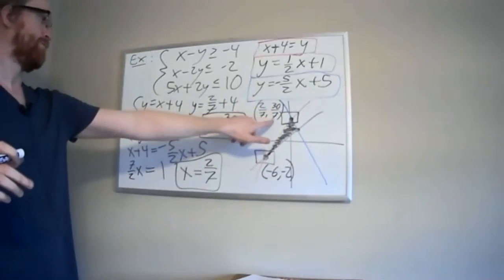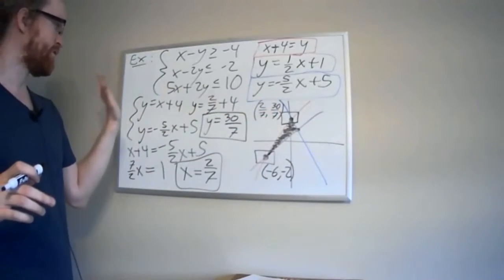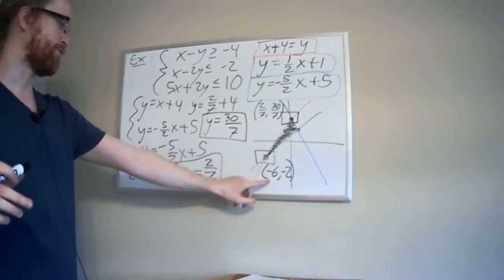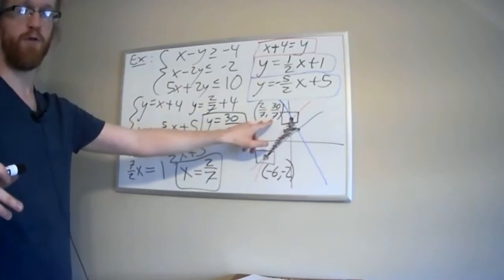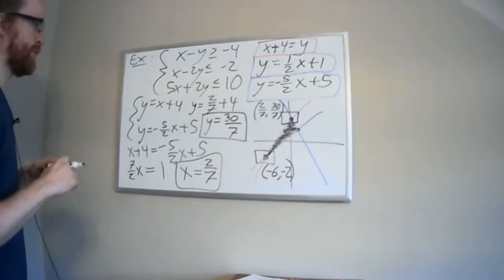Again, I'm glad we did it. We have a method for finding this exactly, because maybe I could eyeball -6, -2 if I drew the graph well, but there's no way I would ever eyeball 2/7 and 30/7. There's no way.